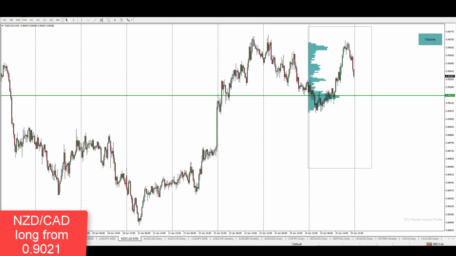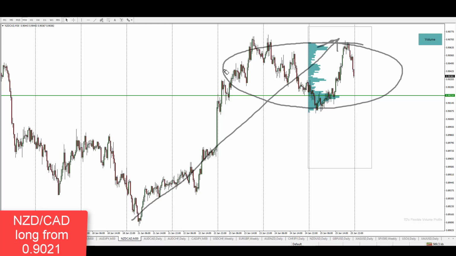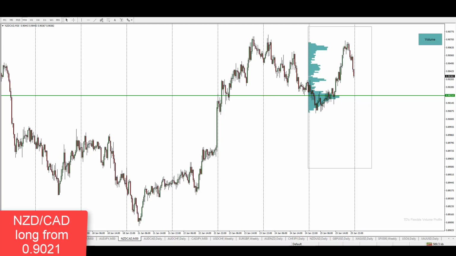Let's now go into the New Zealand dollar, Canadian dollar. As you can see, there is a pretty strong buying pressure there, and currently there is a sort of rotation, but I wouldn't be really surprised if the market went into a buying activity again. And if you look at Friday's profile, this is Friday, then you can see that there was a very nice volume accumulation setup there.